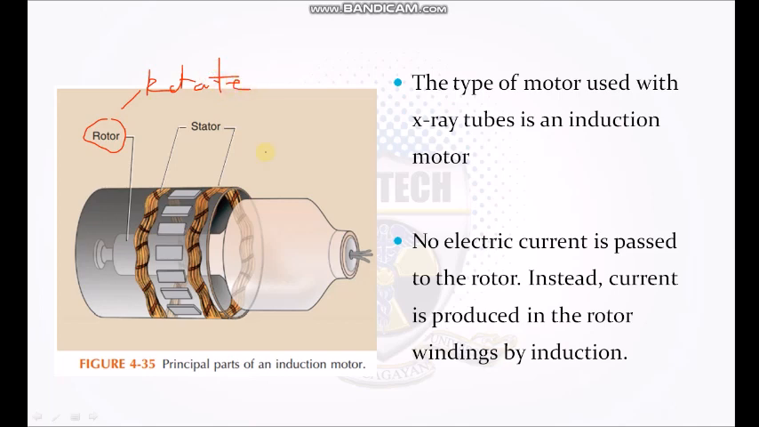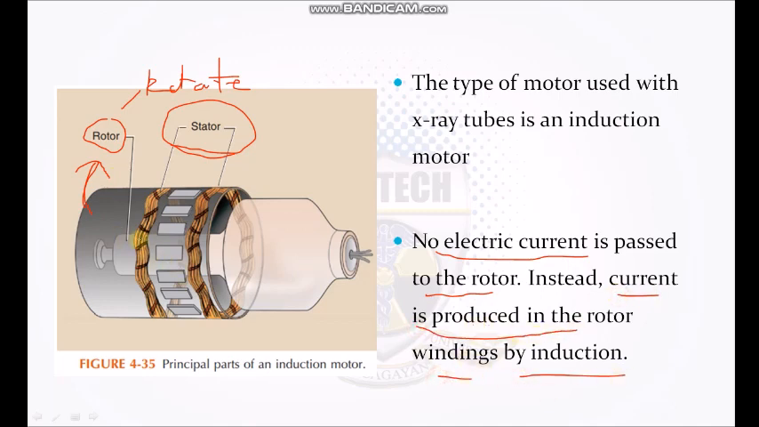But then there is no electricity being provided to the rotor. The rotor is allowed to rotate. It is allowed to turn itself because of the stator. Okay, so no electric current is passed to the rotor. Nakataong na-mention na there is no electric current being passed to the rotor. Instead, current is produced in the rotor windings by induction.